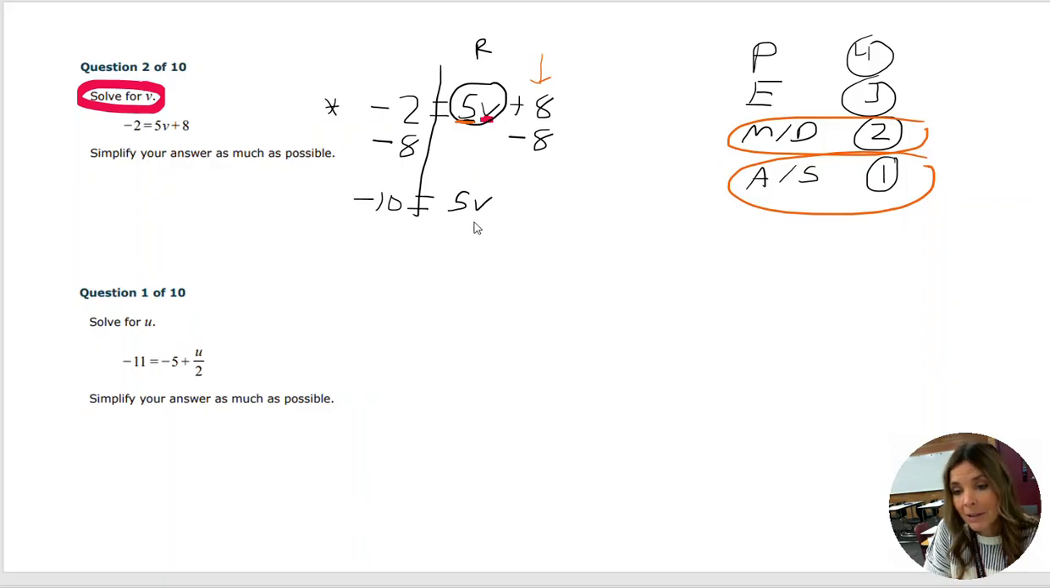And now the only other thing we need to do in order for that v to be alone is we have to get rid of that multiplication of 5. We're going to divide by 5 and we get v equals -2.